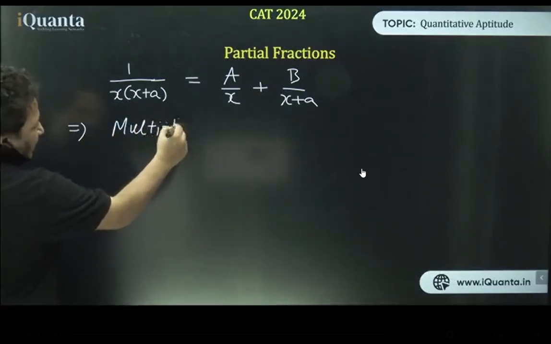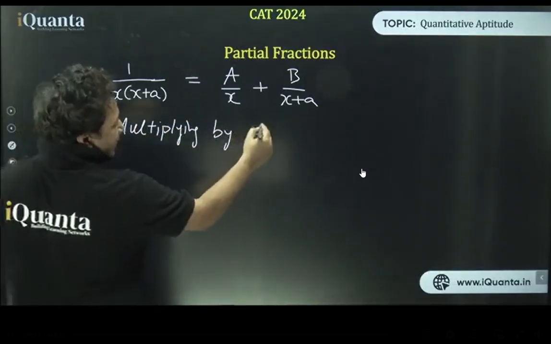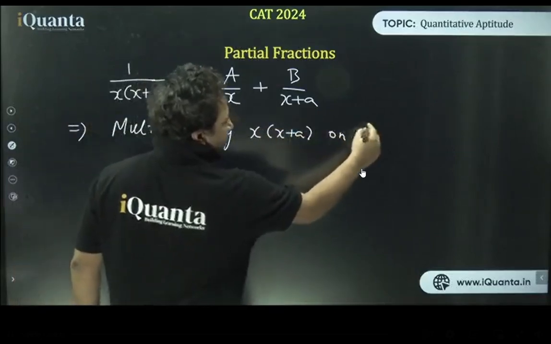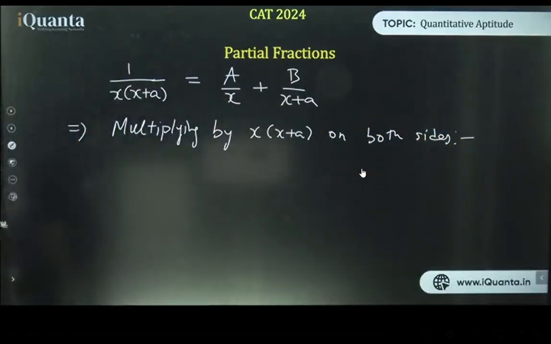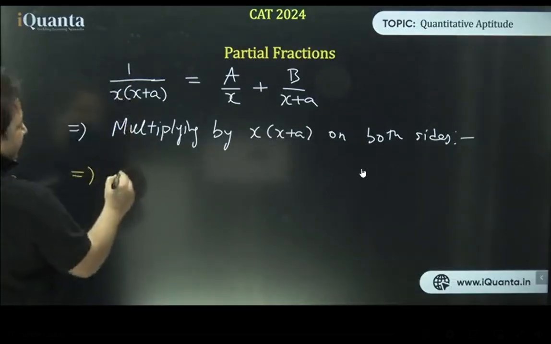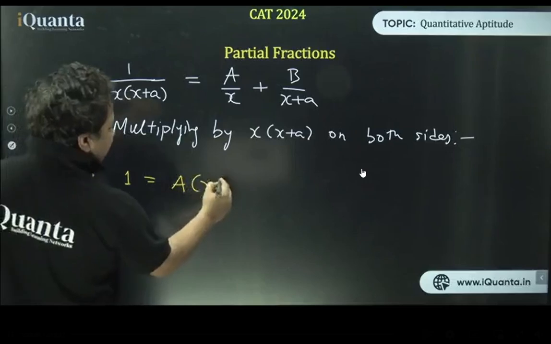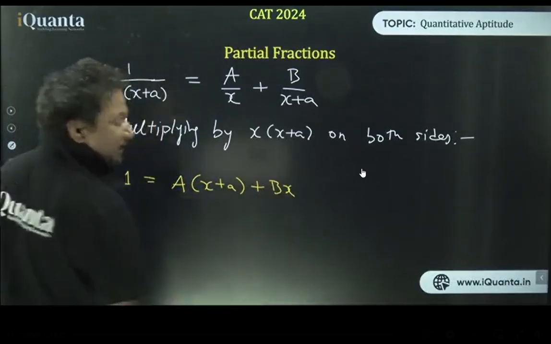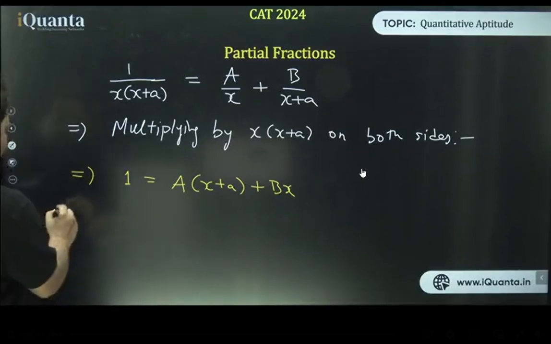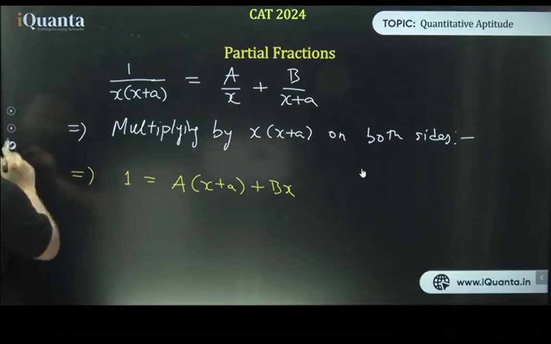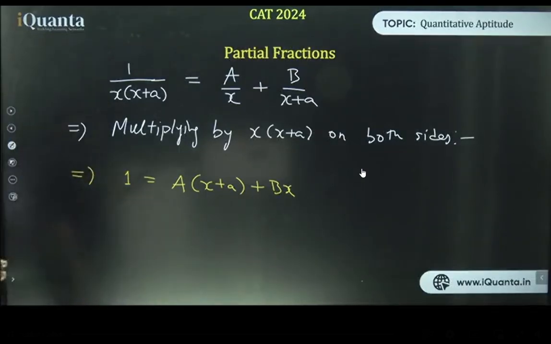Now multiplying by x into x plus a on both sides. What do we get? Here we get 1 only. On the right hand side we'll get a times x plus a plus b times x. Yes or no? है ना? तो अब तो सब ध्यान से देखेंगे. जितने लोगों ने maths नहीं पढ़ी है पहले, कोई बात नहीं, maths इतनी simple है, पढ़ने की जरूरत नहीं है.